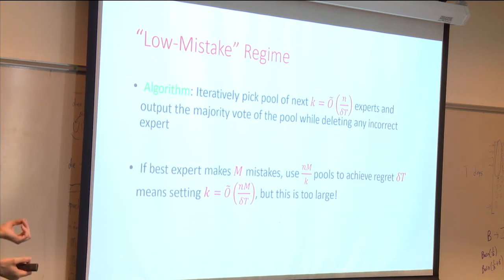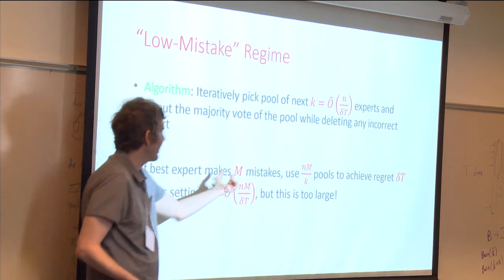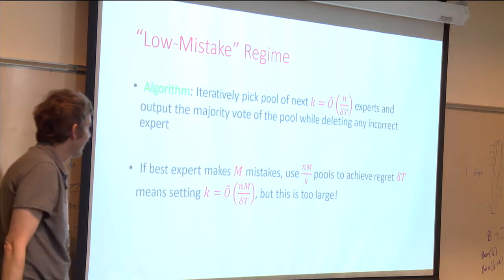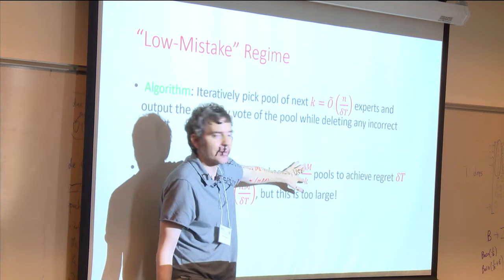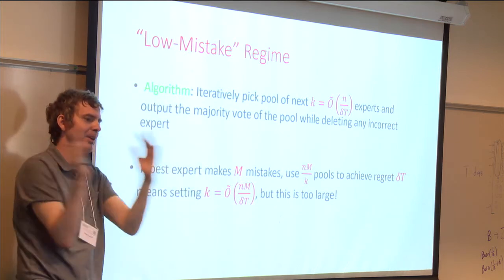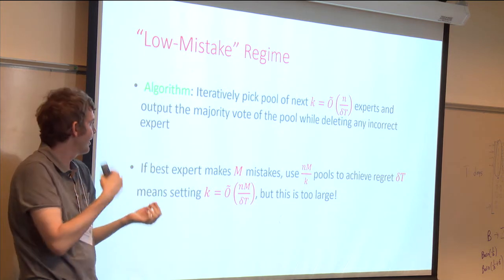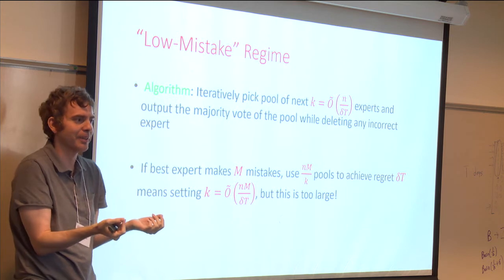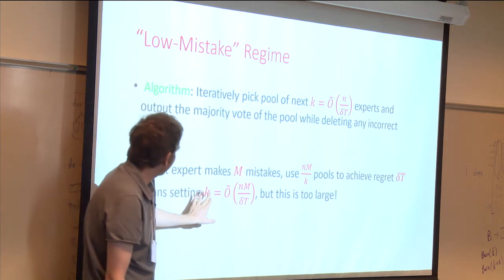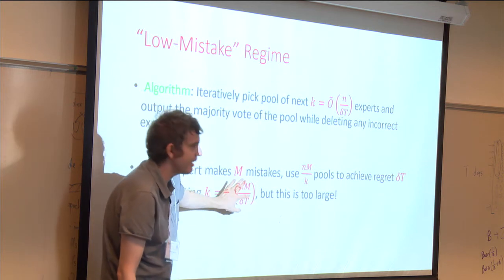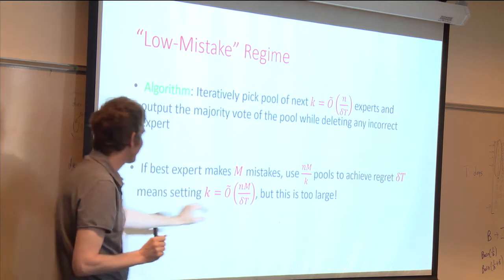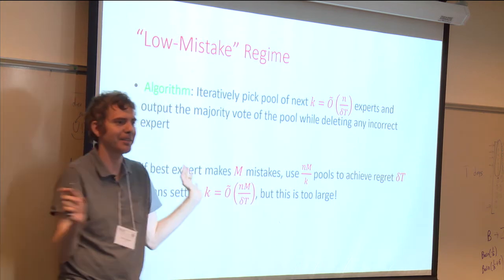What about a low mistake regime? If the best expert makes m mistakes, the same idea would work, where I use a pool size which is a factor m larger, because I'll cycle through all the experts m times, and after that I can't throw away the best expert again, because it only makes m mistakes. Solving for the pool size, which is the memory, you get n m over delta t. But this is not a good bound, right? I mean, m can be very large. m can be up to t.